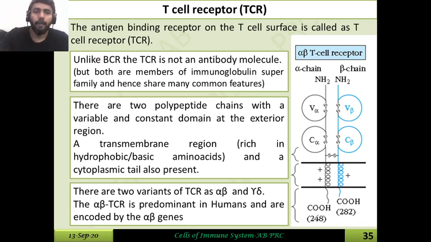But even though it is not an antibody, they belong to the same family called the immunoglobulin superfamily. Both BCR and TCR belong to the same immunoglobulin superfamily, even though TCR is not an antibody molecule. Antibody is a molecule within the immunoglobulin superfamily. The T cell receptor is also an immunoglobulin superfamily molecule, okay?